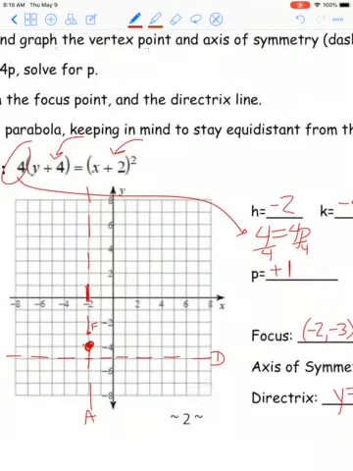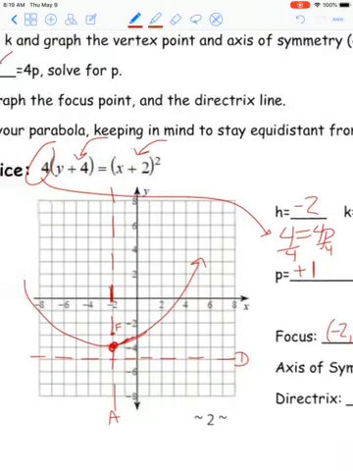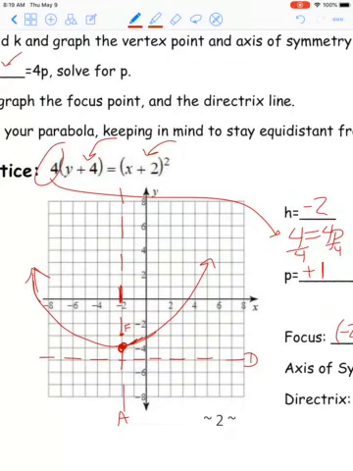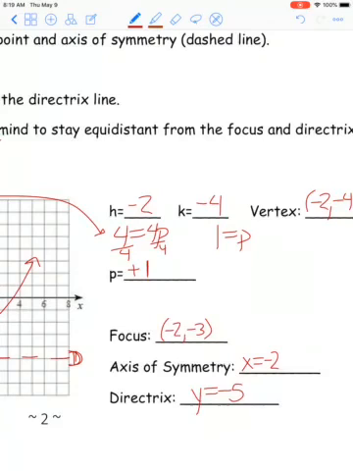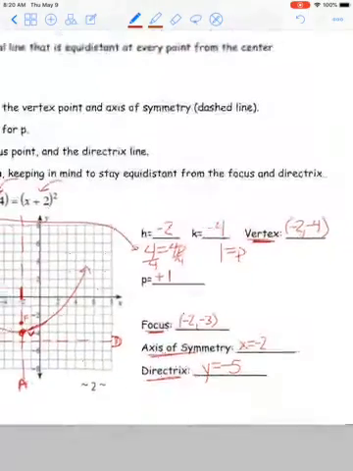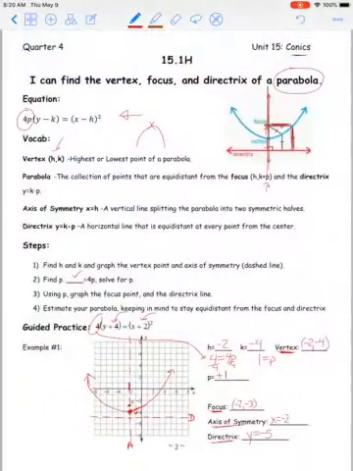Once you have that, you just kind of sketch a graph. You want to keep this graph about equidistant from here to here. So we're going to sketch that, and sketch that, and that's it. But you do need to have your focus labeled, your vertex labeled, your directrix, and your axis, and then write them down like I did on the side here. So on your homework, you'll have to say the vertex, the focus point, the axis of symmetry, and the directrix. So there's that.